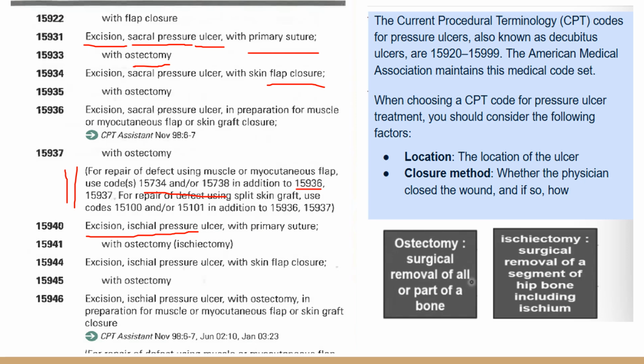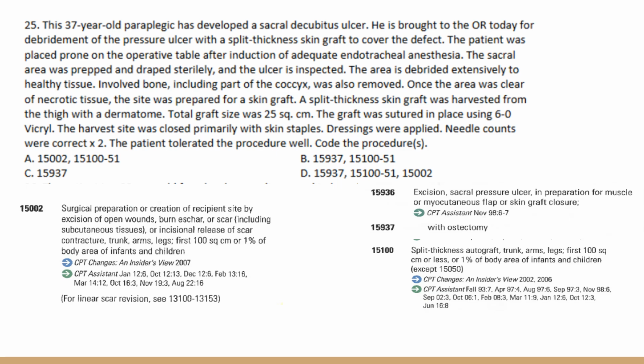So these are all important words as far as the codes for the excision of the pressure ulcer is concerned. This is the treatment where we are trying to excise the pressure ulcer. So very important word. Now let us see how this guideline was tested. This 37-year-old paraplegic has developed a sacral decubitus ulcer.